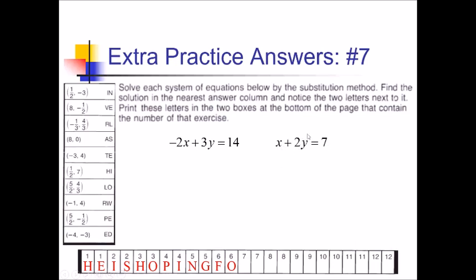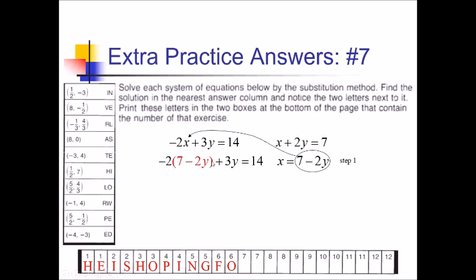So I'm going to have 7 minus 2y, or negative 2y plus 7, either way. Now I can replace this x in the other equation with the stuff that x equals, the 7 minus 2y. So over in this equation now, I can write negative 2 parentheses 7 minus 2y, and that's the only change. I'm still going to have my plus 3y and my 14.